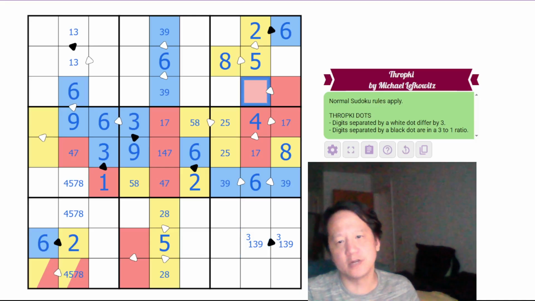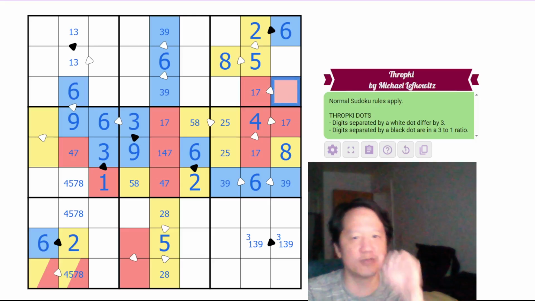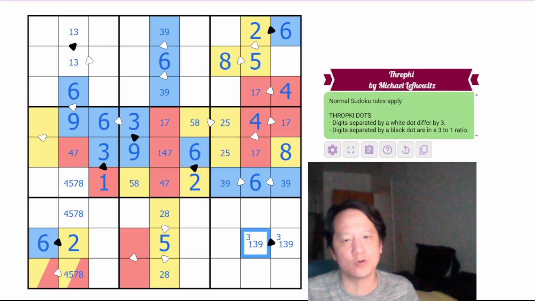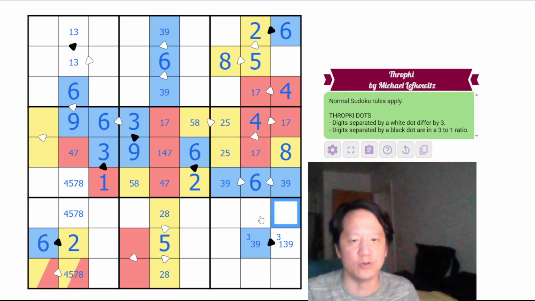So this is guaranteed to be 1 or 7. That's only going to be 3 away from 4, so that's 4. This can't be 1 because of the 147 triplet in the column. Therefore, this is 3 or 9 is guaranteed blue. We don't know which ones these are.